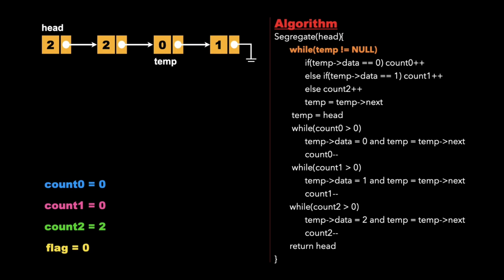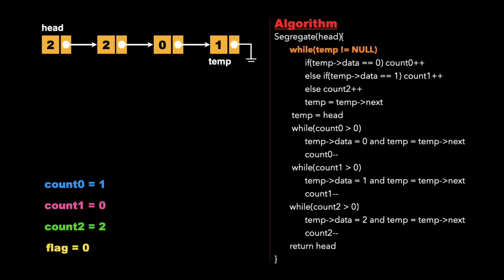Again, we check whether temp is not equal to null, which is true. We check whether temp of data is equal to 0, which is also true. So we update the value of count0 as count0 plus plus. So the value of count0 will now be equal to 1 and we update temp as temp of next. Now temp points to the last node in the linked list.